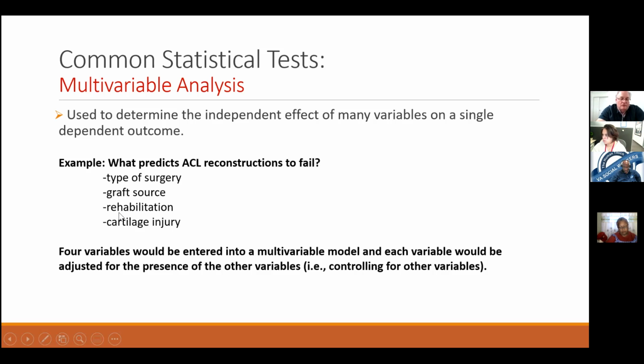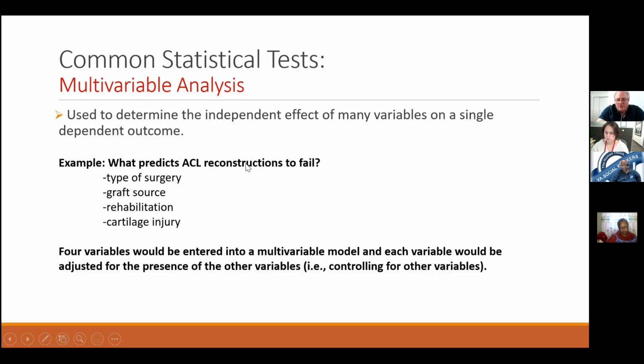I want to take into account graft source, rehabilitation. Is the patient also getting rehabilitation? What's the extent of the injury? These are what they would call potential confounders. So typically what a multivariable analysis will do is it looks at all these variables simultaneously in the model.